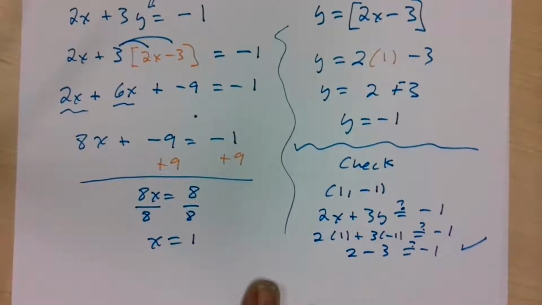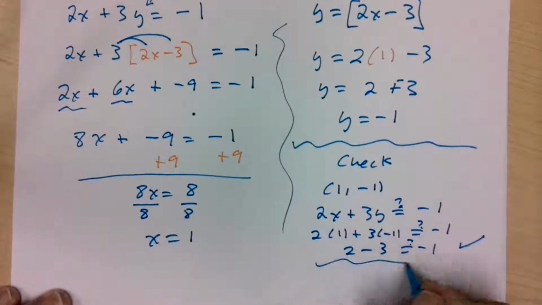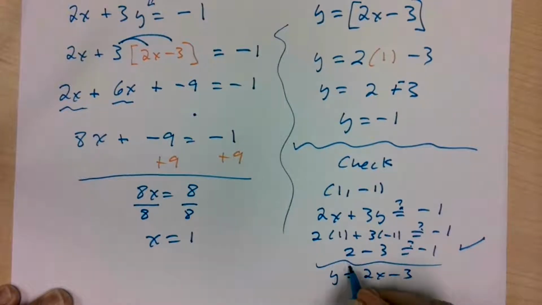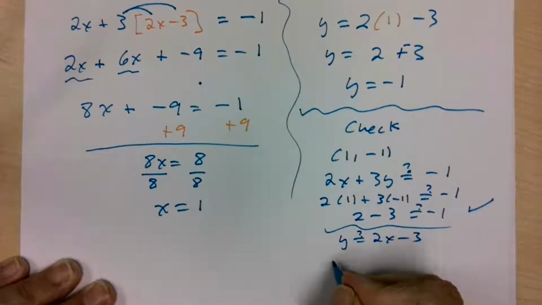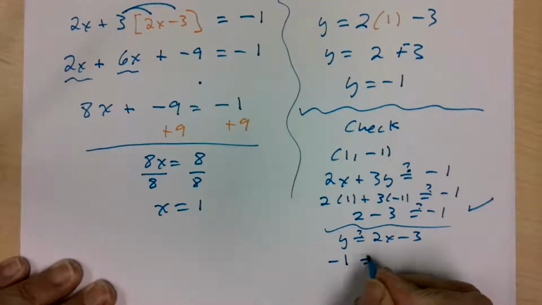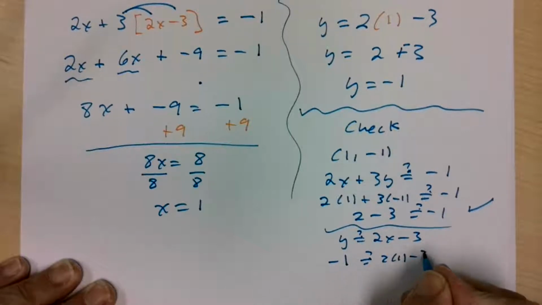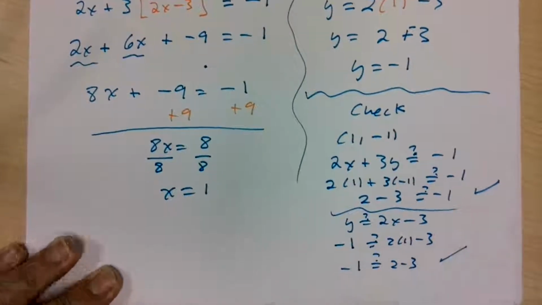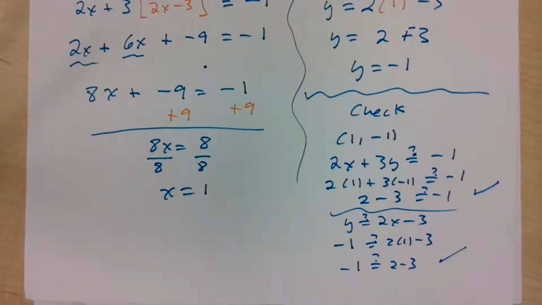And then in my second equation, I have y equals 2x minus 3. Y is -1. Does -1 equal 2 times 1 minus 3? Does -1 equal 2 minus 3? I think it does, so that's also a check. So that tells us that we've done this correctly. We've gone ahead and we found our solution.